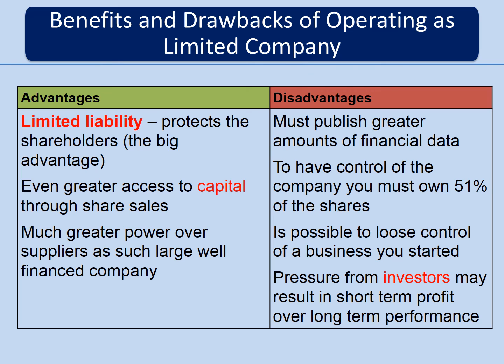Disadvantages though, you've got to publish a great amount of financial data, and this could be a real issue for some companies, especially if you're in fierce competition. Also, in order to have control of the company, you must own 51% of the shares. Think of a share as a vote. If you've got a decision to be made and you own 51% of the vote, then you're probably going to get your way. It is very possible to lose control of the business that you actually started, so you need to be really careful about whether you are going to float a company or not.